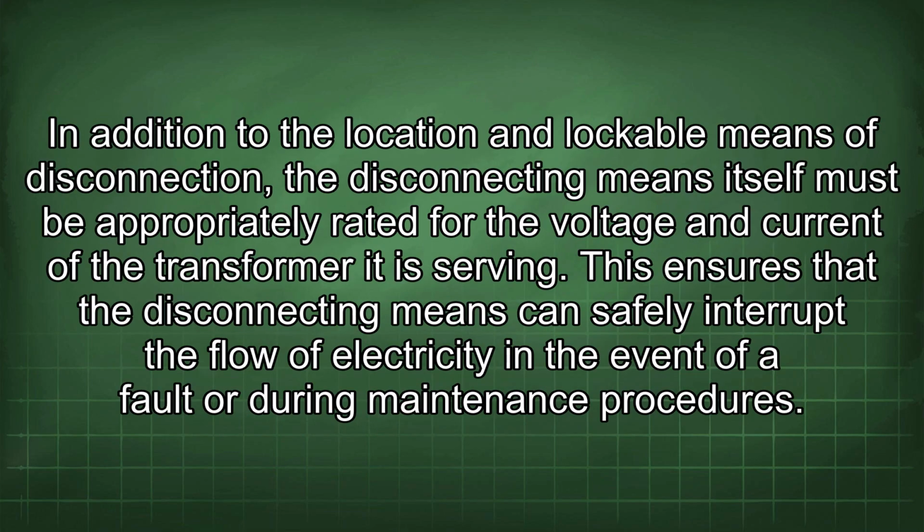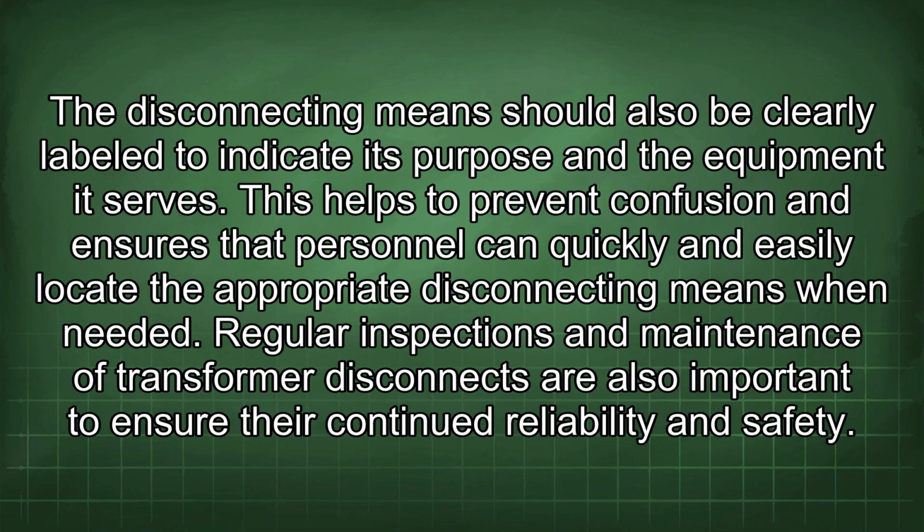In addition to the location and lockable means of disconnection, the disconnecting means itself must be appropriately rated for the voltage and current of the transformer it is serving. This ensures that the disconnecting means can safely interrupt the flow of electricity in the event of a fault or during maintenance procedures. The disconnecting means should also be clearly labeled to indicate its purpose and the equipment it serves.